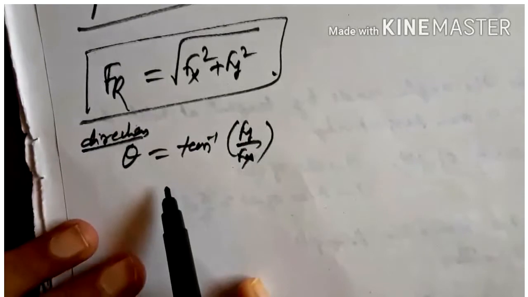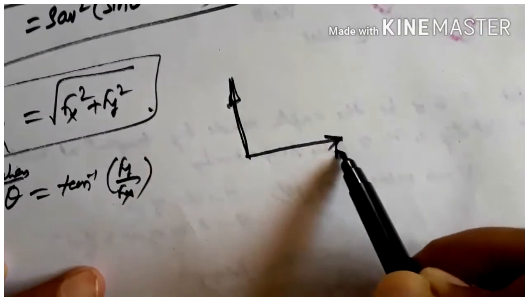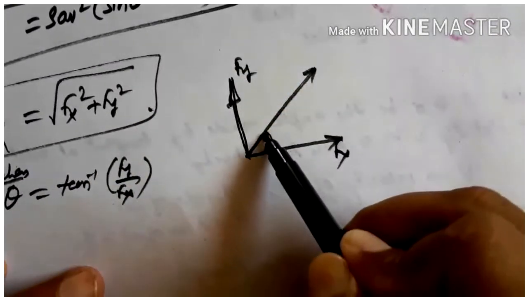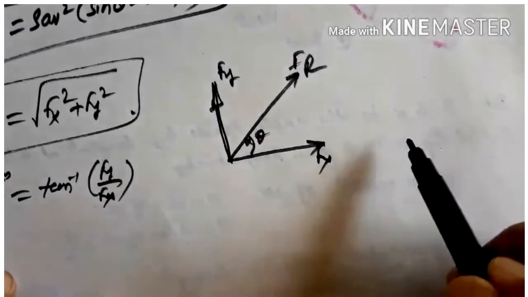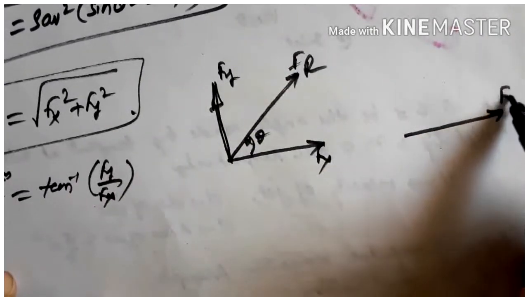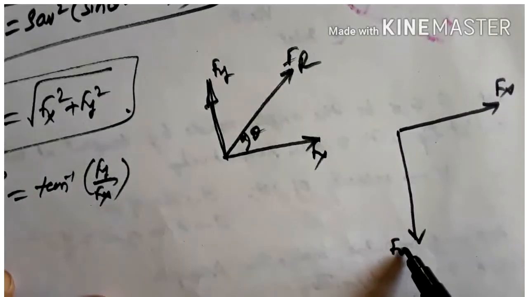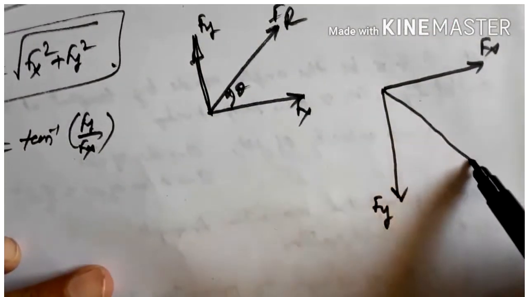Then these are the directions. Suppose you are getting Fx positive, you draw like this, positive, and Fy also positive, you have to draw like this. So this is Fx, this is Fy, then you have to draw the resultant like this. This is theta, the direction, and this will be the resultant. Suppose you are getting Fx positive, then Fy negative, draw like this, negative y direction, and this is the positive x direction, then the resultant will become like this.